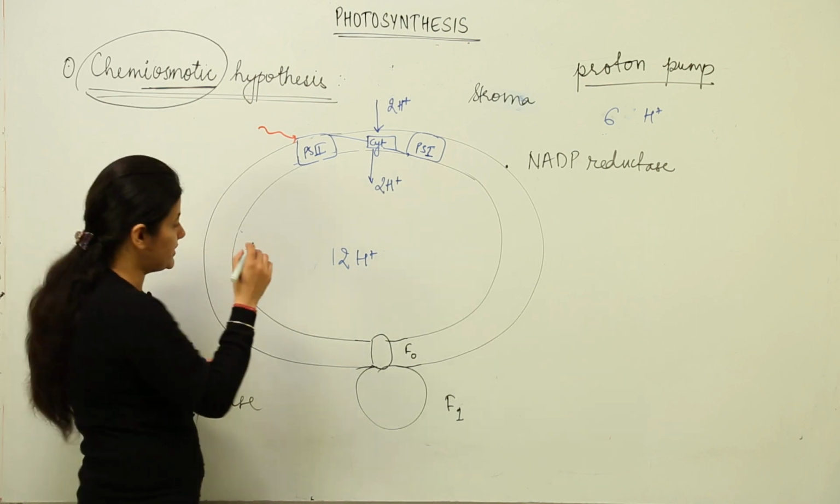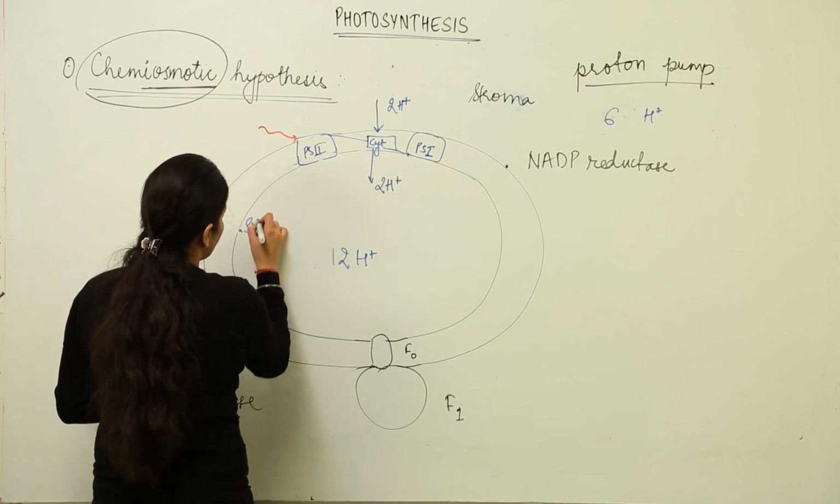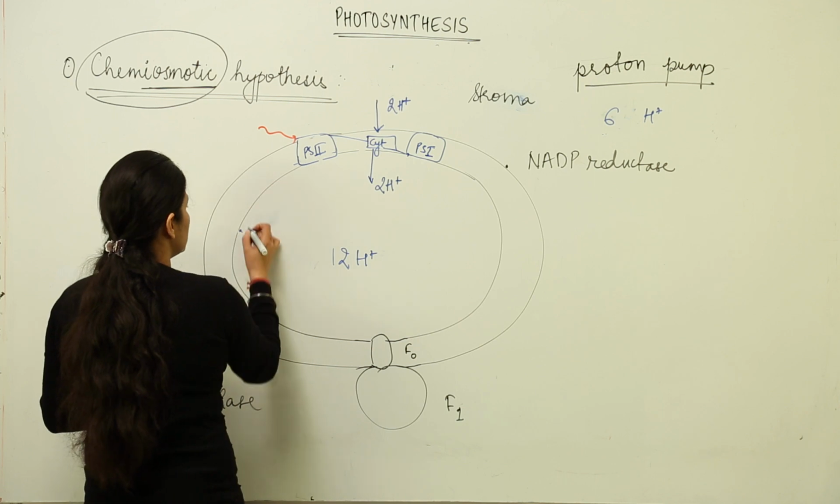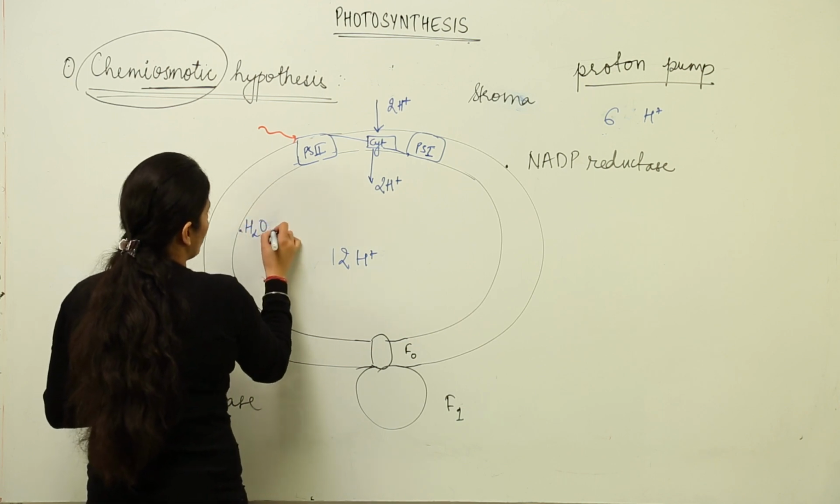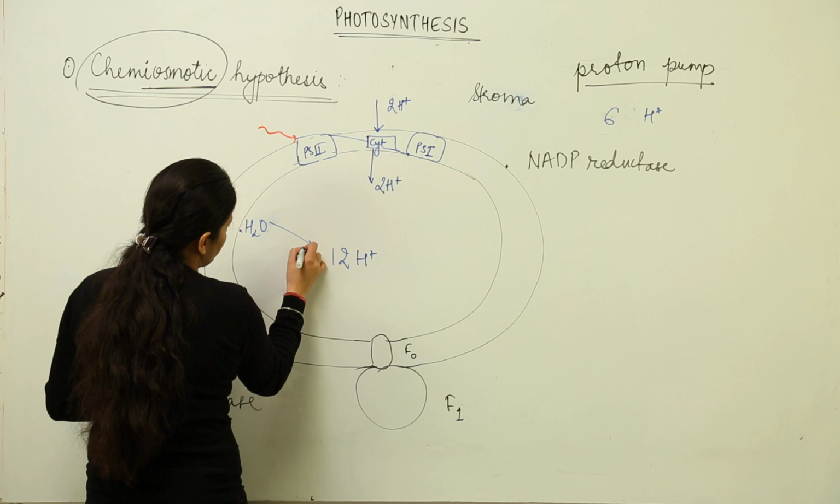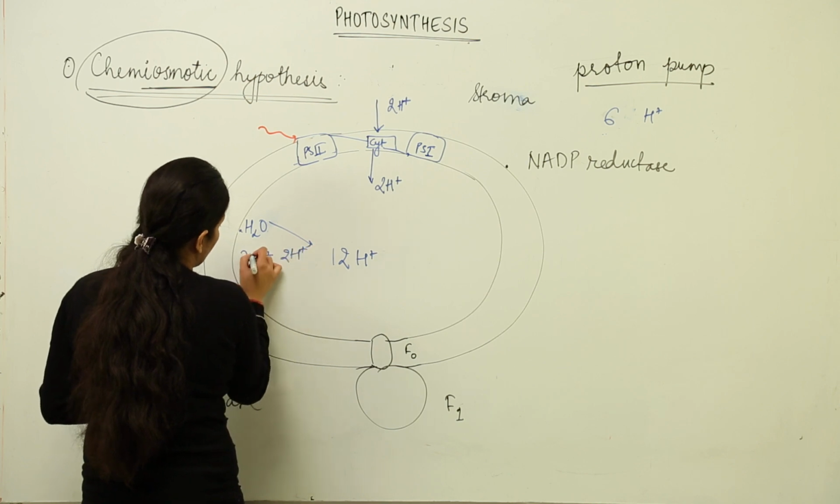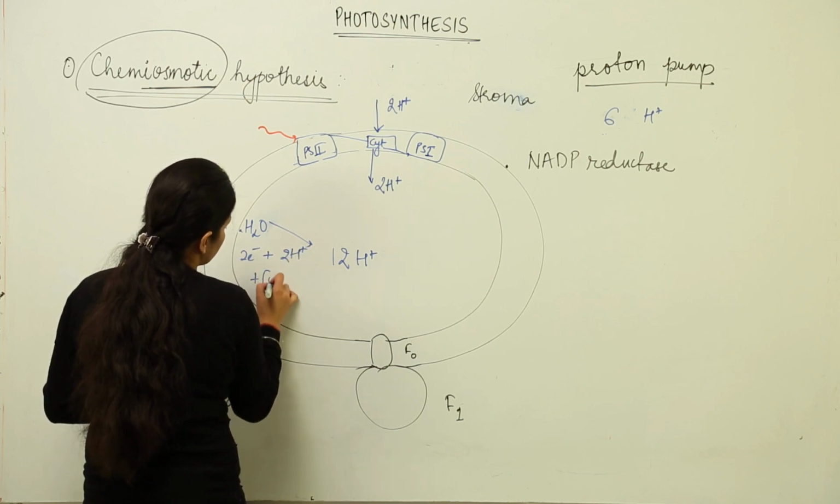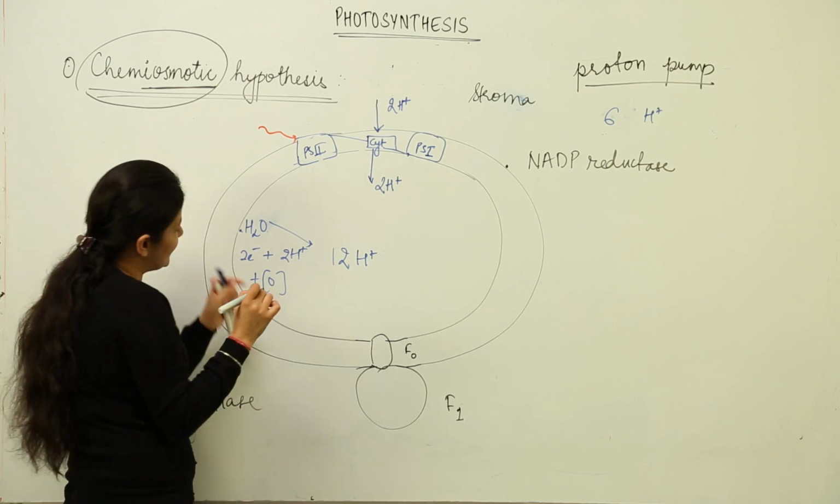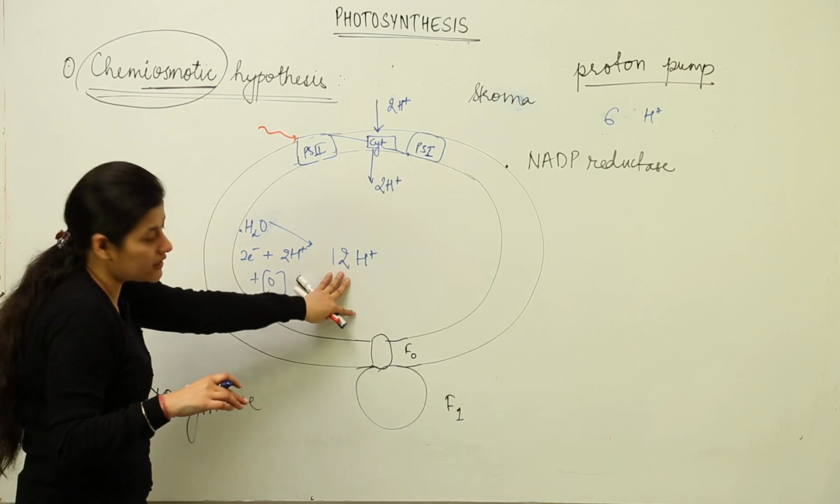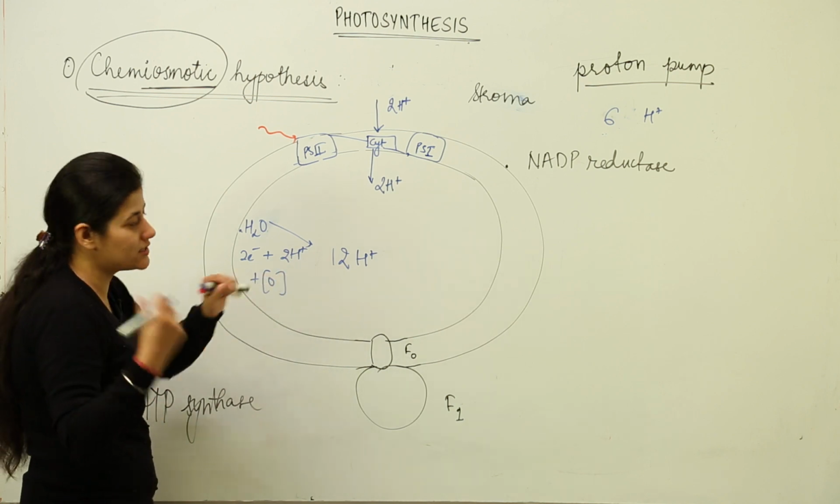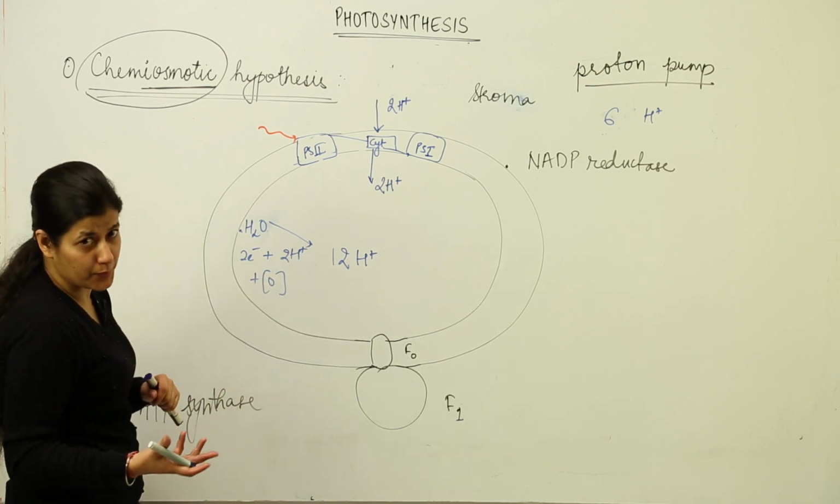Now this is the second step. So you have to remember splitting of water. I would write it as it is: H2O yields protons, electrons and nascent oxygen. This is the process that is taking place inside the lumen, as a result of which the number of protons increases inside the lumen. Then there is a third point.